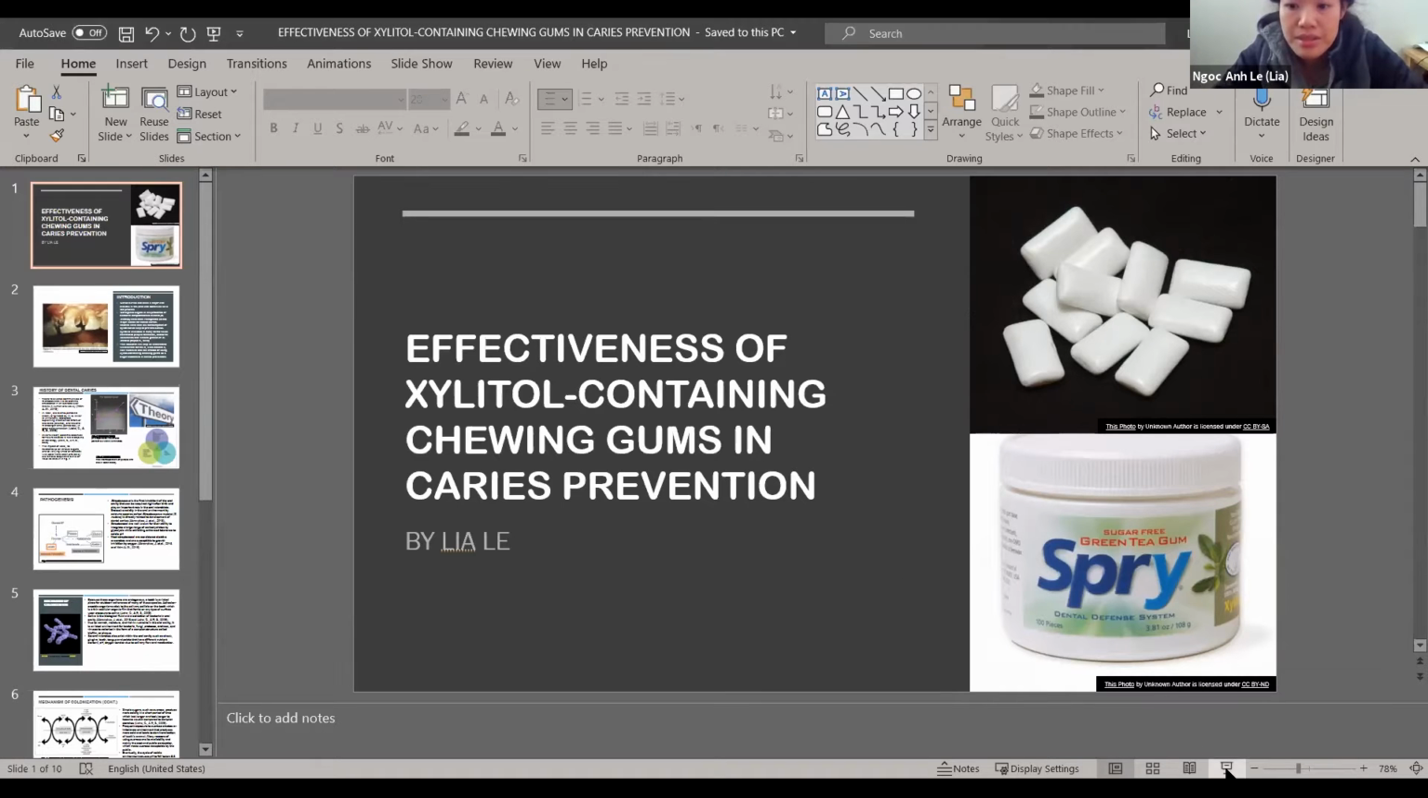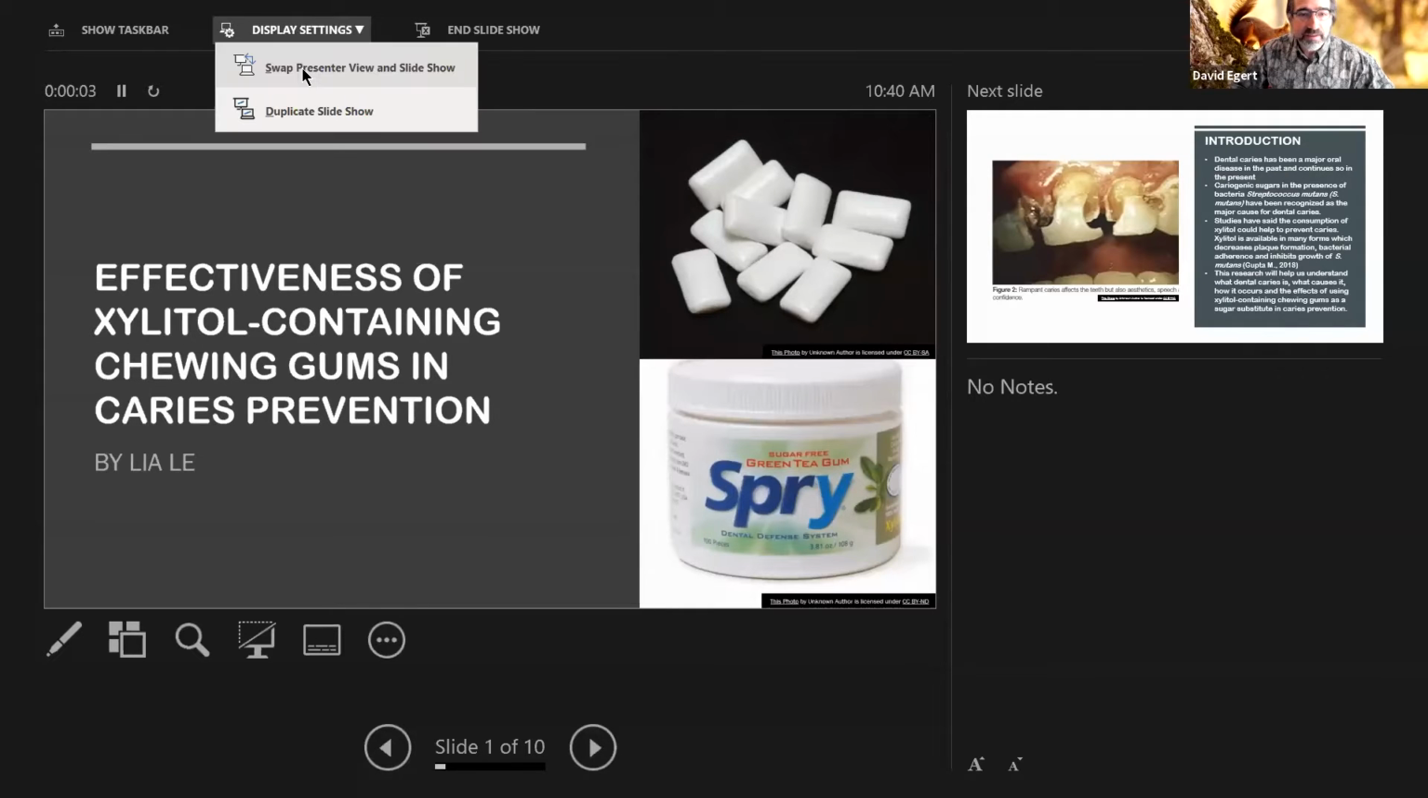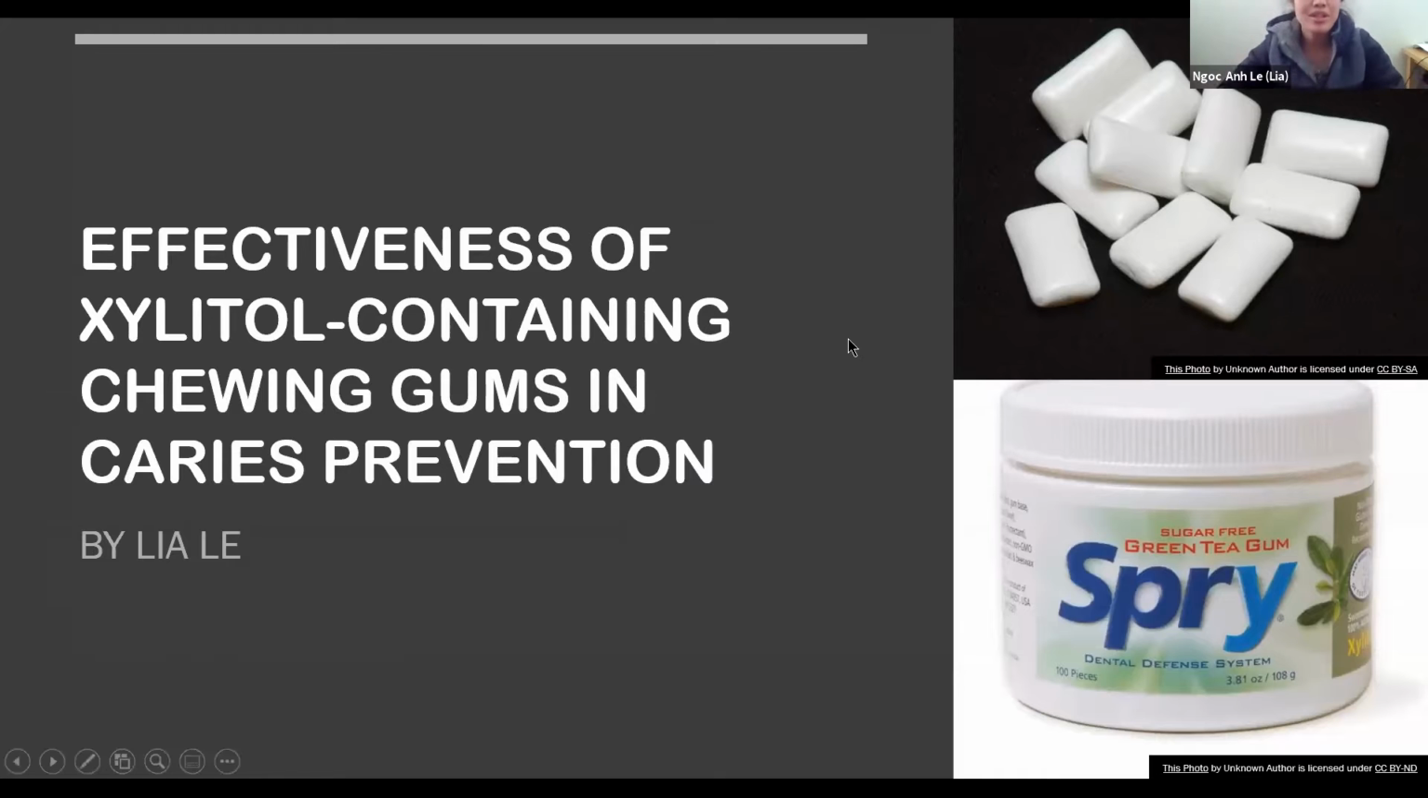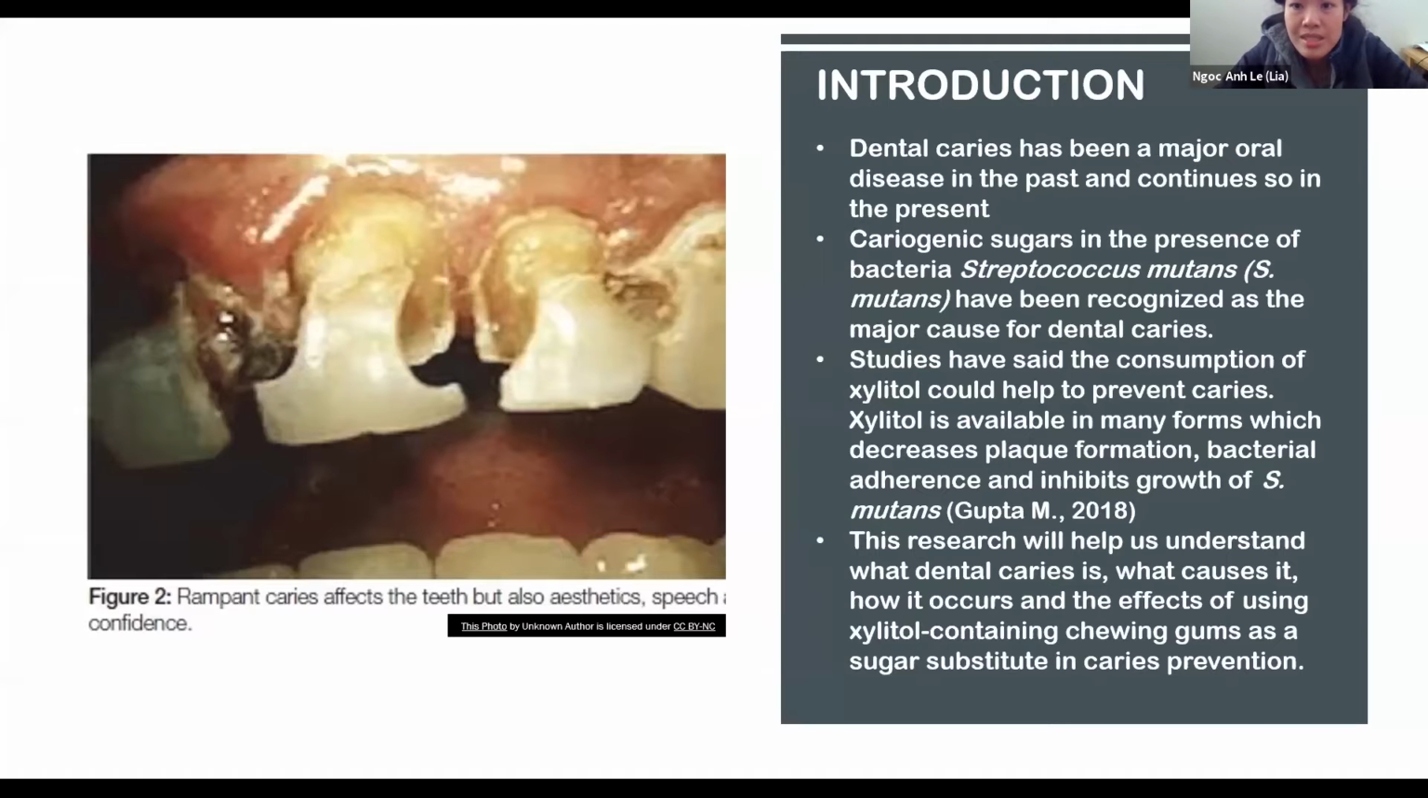I'm going to talk about the effectiveness of xylitol containing chewing gums and caries prevention. Dental caries has been a major oral disease in the past and continues so in the present. Cariogenic sugars in the presence of the bacteria Streptococcus mutans, or S. mutans, have been recognized as the major cause of dental caries. Studies have said the consumption of xylitol could help to prevent caries. Xylitol is available in many forms, which decrease plaque formation, bacterial adherence, and inhibit growth of S. mutans. So we will find out what dental caries is, what causes it, how it occurs, and the effect of using xylitol chewing gums as a sugar substitute in caries prevention.